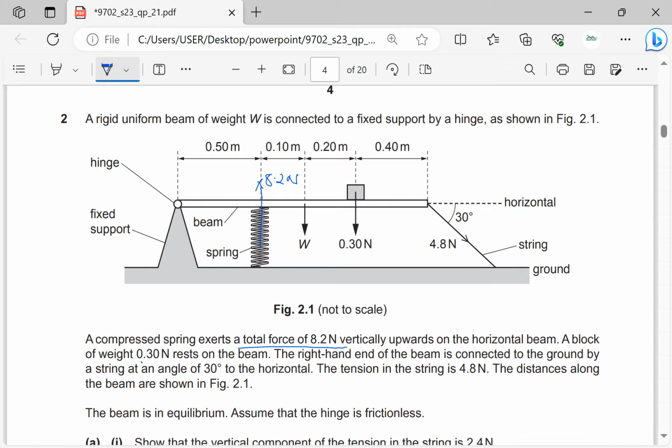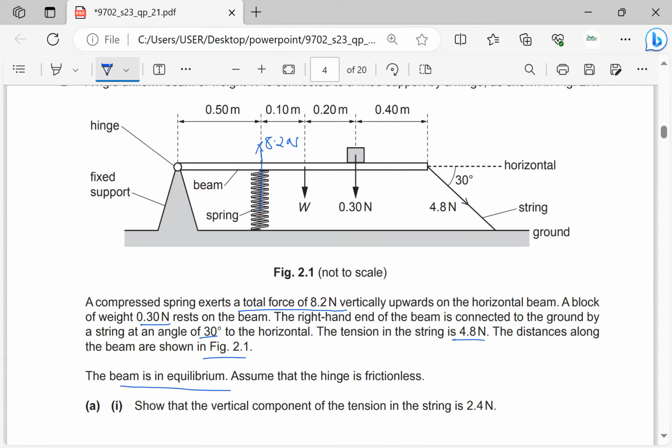A block of weight 0.3 rests on the beam. The right hand end of the beam is connected to the ground by a string at an angle of 30 degrees to the horizontal. The tension in the string is 4.8 newtons. The distances along the beam are shown in the figure. The beam is in equilibrium. That means the resultant force is 0. The resultant moment should also be 0. Assume that the hinge is frictionless. Show that the vertical component of the tension in the string is 2.4.